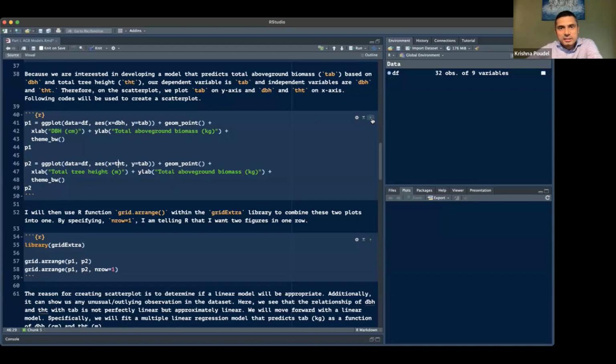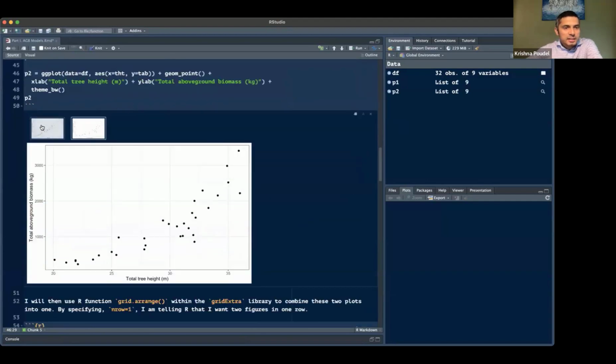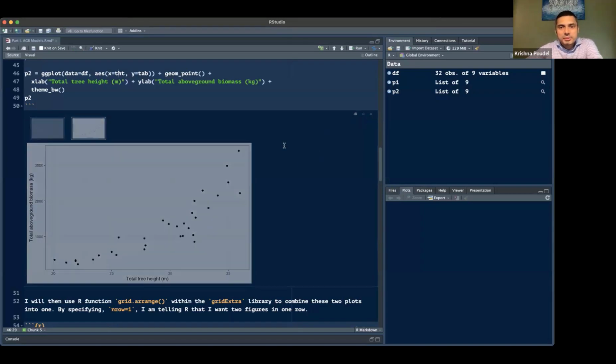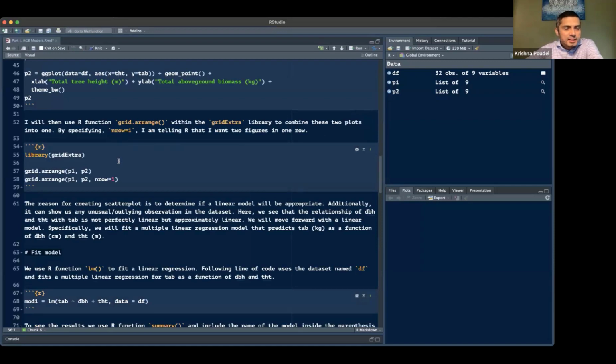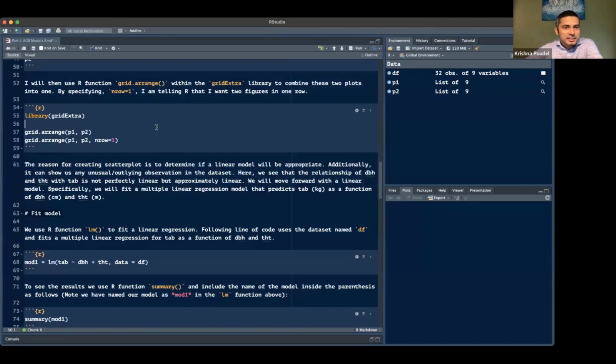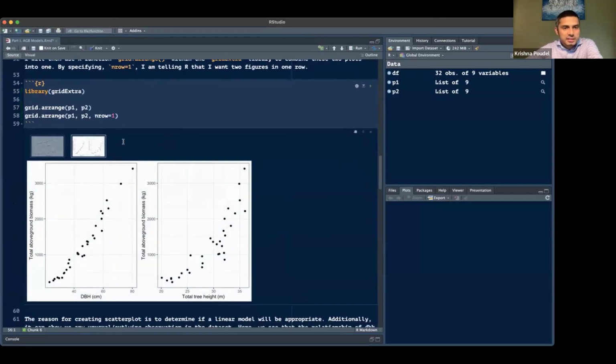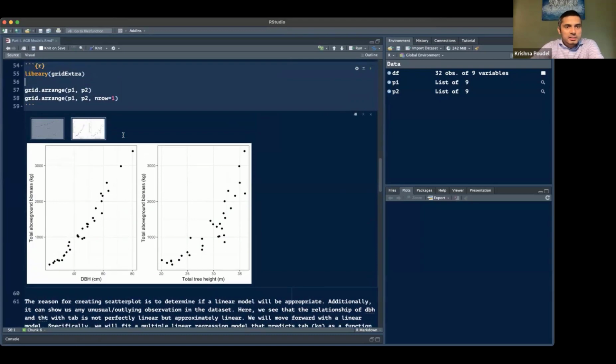So let's run this code and see if it prints anything. This is because we have 2 plots. One is DBH and total above ground biomass, and the second is total tree height and total above ground biomass. The relation between DBH and biomass looks more linear than total tree height and total above ground biomass, because we see a curved shape here. However, we'll just move forward with linear regression.